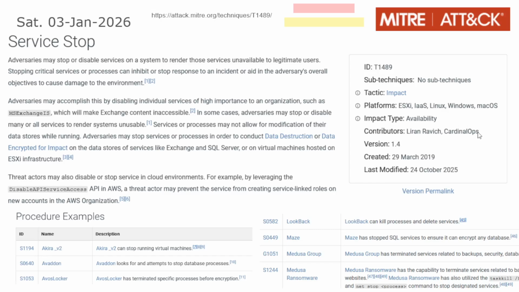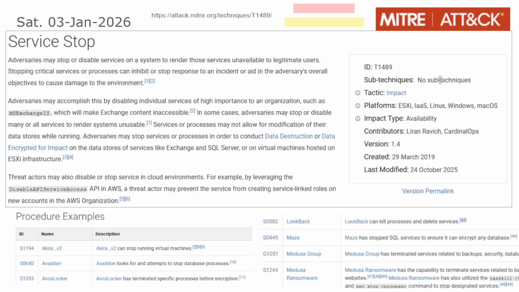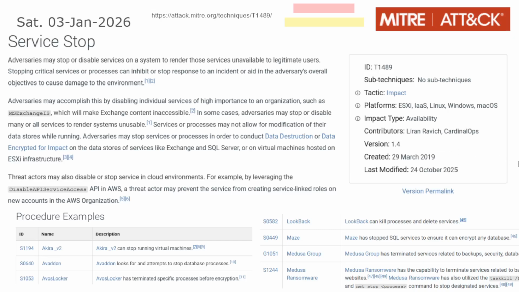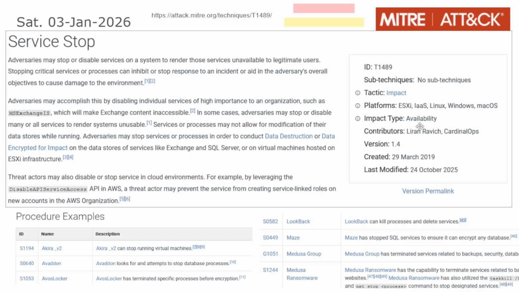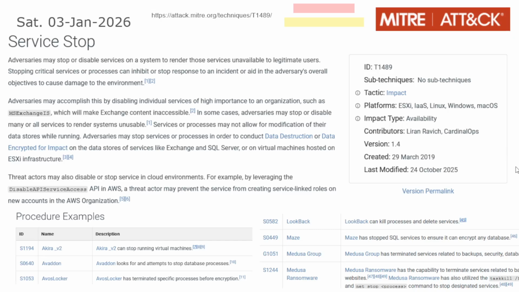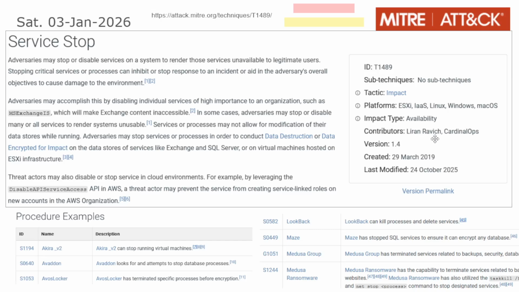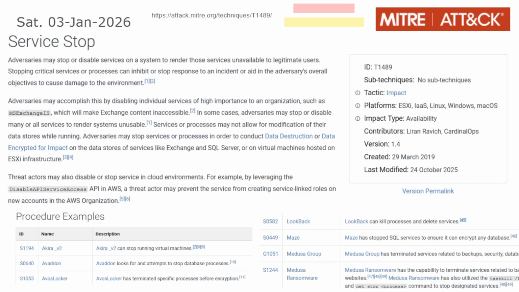Okay, then impact type they have here as well, so it's availability. Obviously you cannot access a service if it is stopped. As a result of that, we can say it's not confidentiality, it's not integrity, it's availability. I like that they added the impact type here. I didn't pay attention if they had this in our last overview, so I'm pretty sure they don't have the impact type, simply because many attacks cannot be clearly mapped to one. The contributors are again Cardinal Ops, we read that name oftentimes, and last modified as recently.